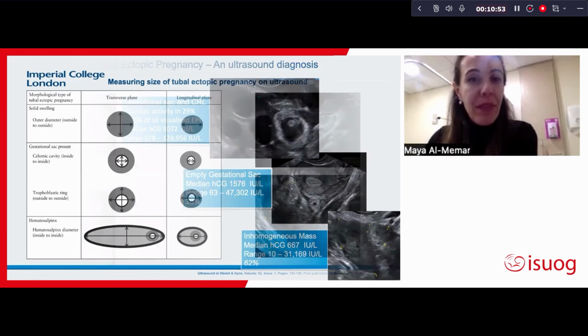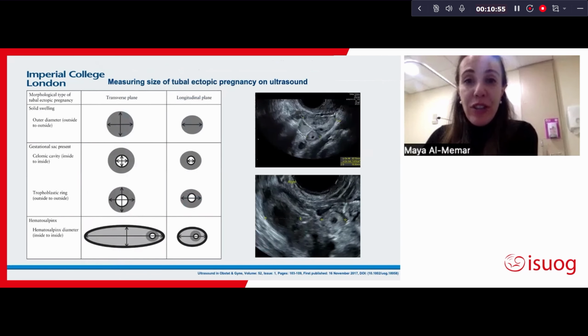How do we measure tubal ectopic pregnancy on ultrasound? Well, this paper by Kuhan Raja is very useful and gives us just this type of information.